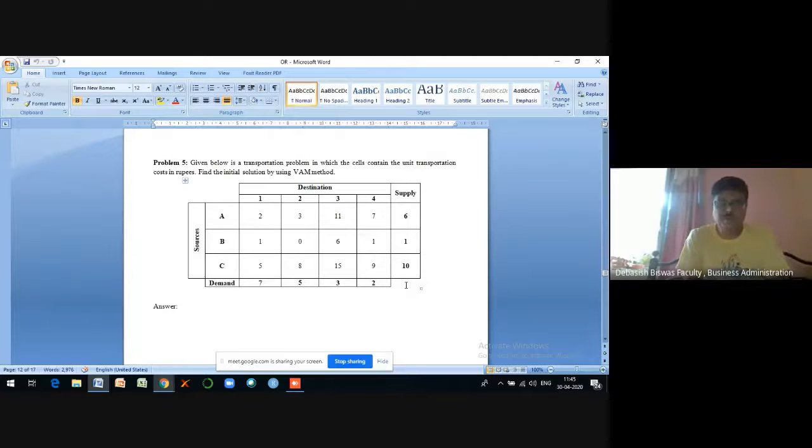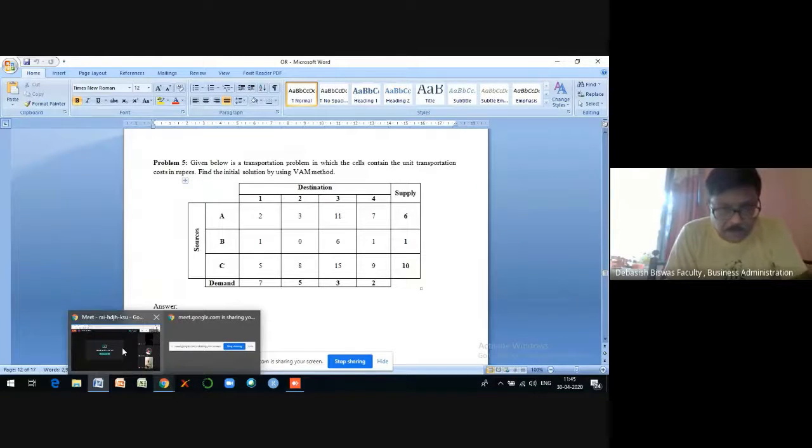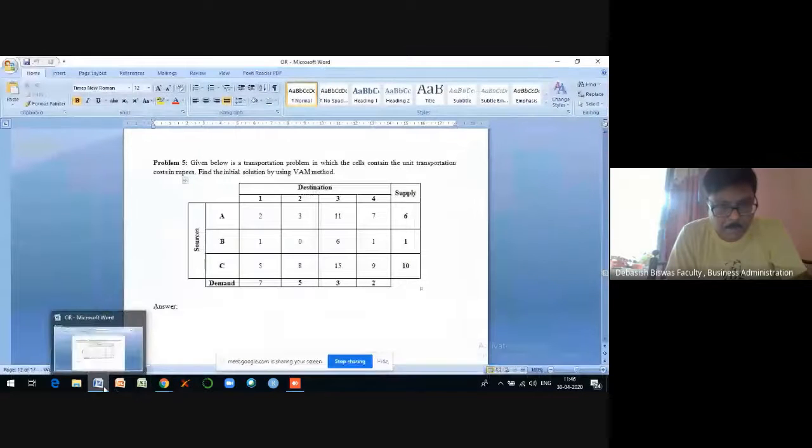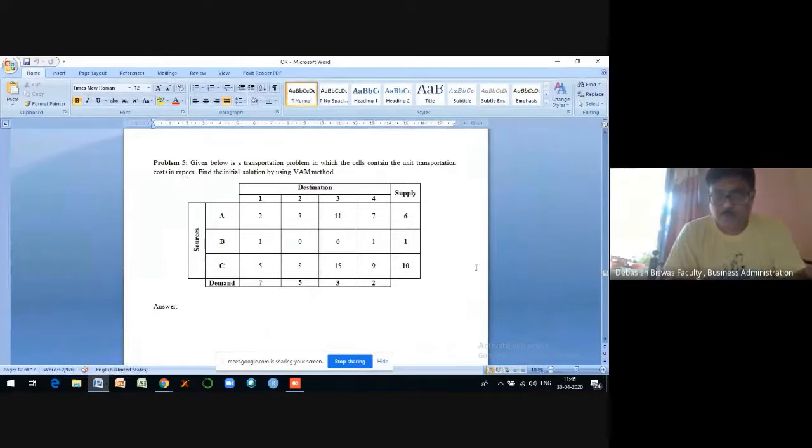This type of problem is called a balanced problem. So today we are solving a balanced transportation problem using the VAM method, Vogel's approximation method. One by one, I will show how to solve this problem.